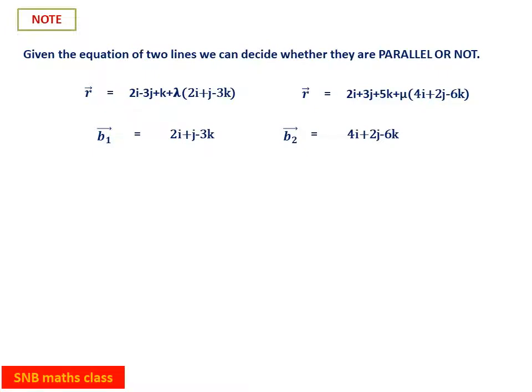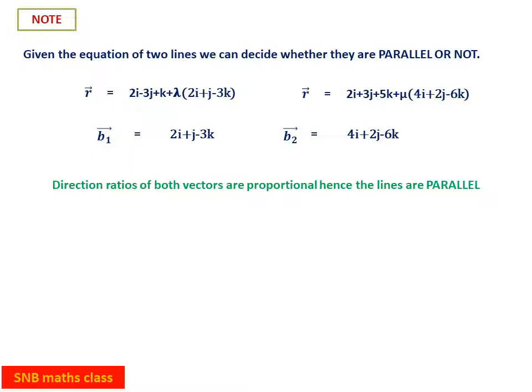What is the speciality here? Now if you closely look at b1 and b2, they are parallel vectors because the direction ratios are proportional. You can see the i component is 2 and 4, 2 by 4, 1 by 2. The j component is 1 and 2, 1 by 2 once again. The k component is minus 3, minus 6, once again it is 1 by 2. Therefore, b1 and b2 are parallel vectors, which means the lines also must be parallel. Therefore, after observing the given two lines, you can immediately decide whether they are parallel or not.